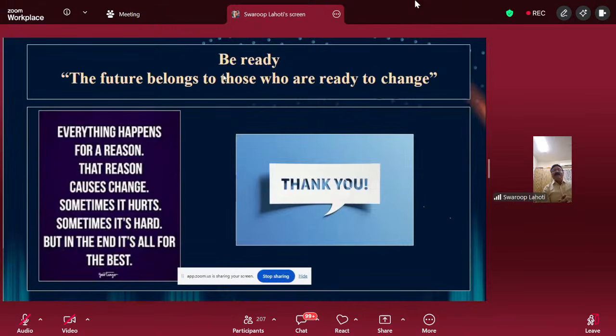So in a nutshell, I will say just be ready. The future belongs to those who are ready for the change, because the only thing constant in this world is change. So we have to change with the time, the need of the time. Everything happens for a reason, and that reason causes a change.